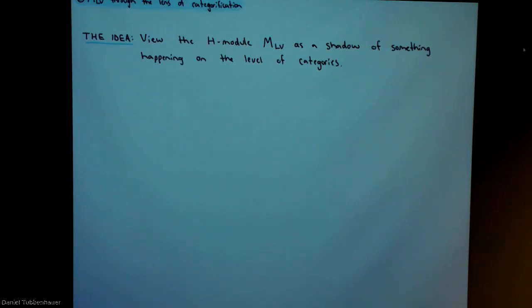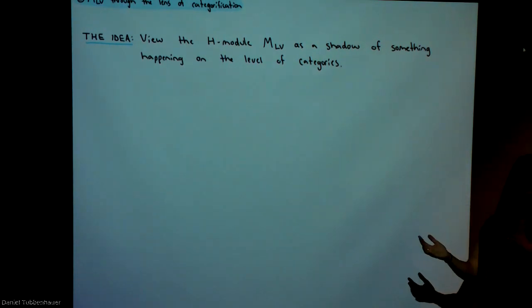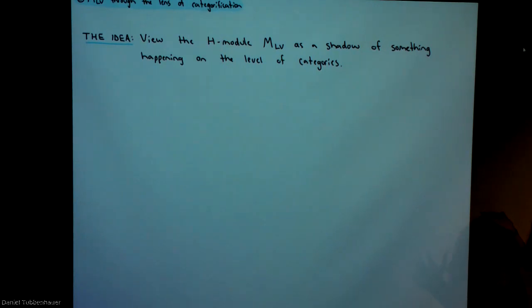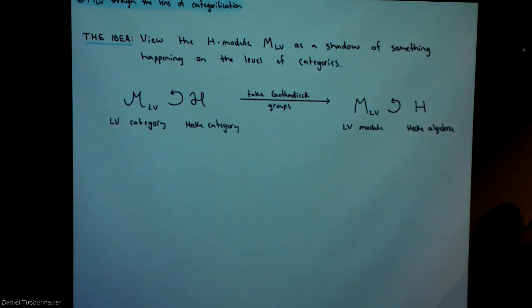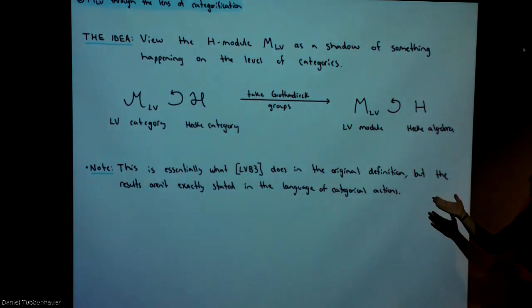Also, this is a conference on categorification. So now we're going to take this whole classical story and try to view it through a different lens, the lens of categorification. And that's where the work that I'm talking about comes in. The idea is that we want to take this module over the Hecke algebra and view it as the shadow of something that's happening on the level of bimodules. So we want to find some Lusztig-Vogan category with an action of the Hecke category, so that if we take Grothendieck groups of everything in sight, we recover this classical story. I probably don't need to spend too much time convincing you all that this is a good idea, but it is of note that this is almost what was done in the original papers.